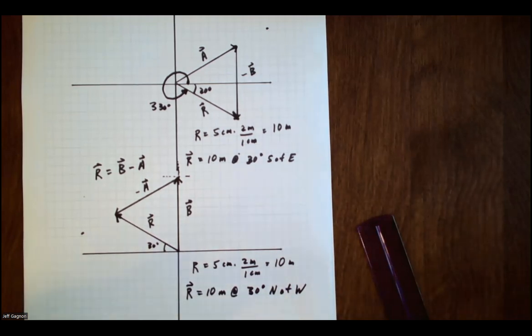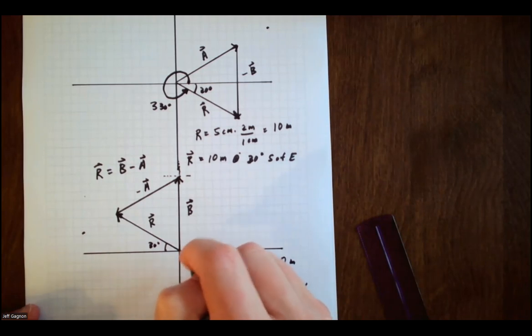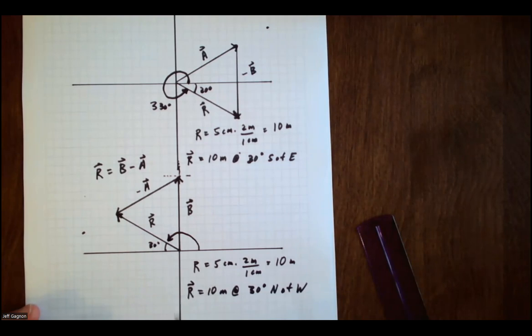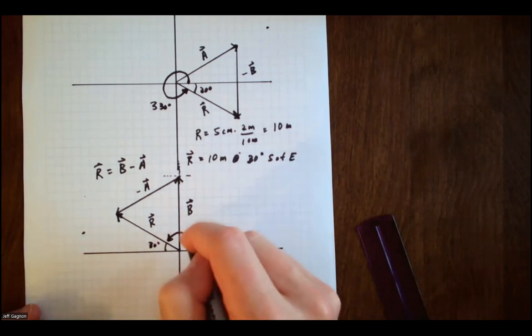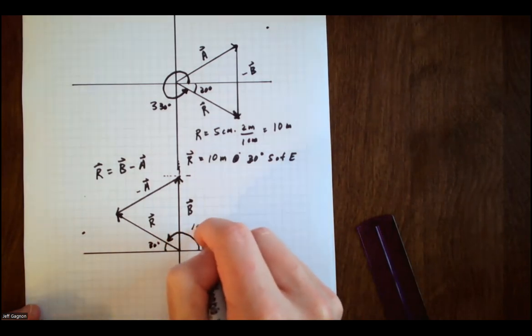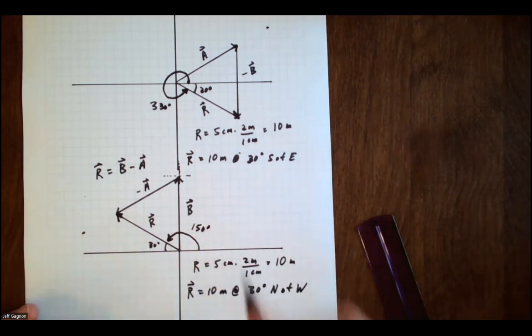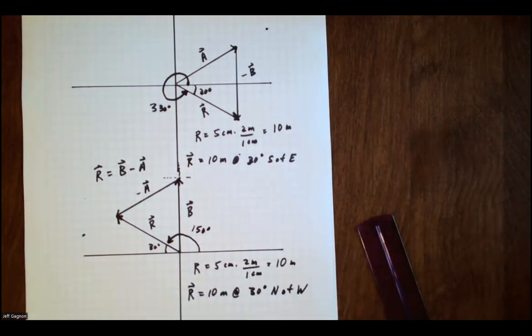Right, and that would be it. Or if you wanted to give just a single angle, you could have given this angle from the positive x counterclockwise. So that would be what, 180 minus 30, which is 150 degrees. Then you could say R is 10 meters at 150 degrees, and that would be fine. Right, either way, as long as we know that we're in that second quadrant. Okay, great. So that's it for this in-class practice.